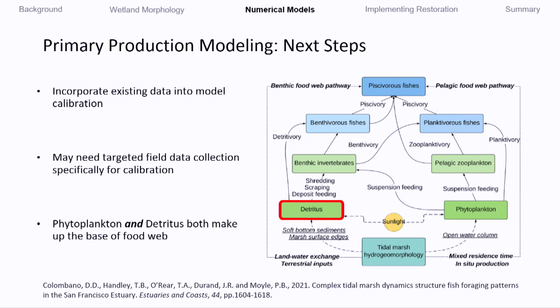And what's also important is that phytoplankton-based production is only one part of the lower food web. And we recognize that detritus makes up a pretty significant portion of that food web. So ideally, we would like to incorporate a model that includes the whole suite of the lower food web in this type of modeling effort.